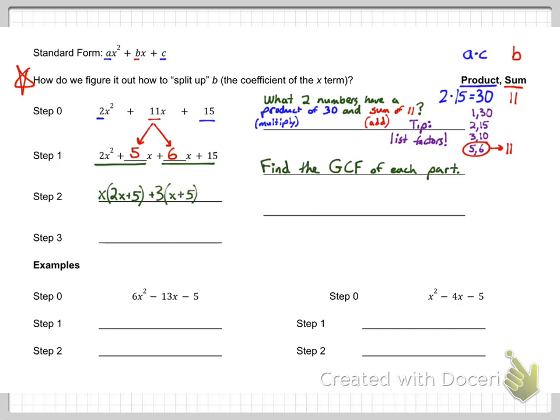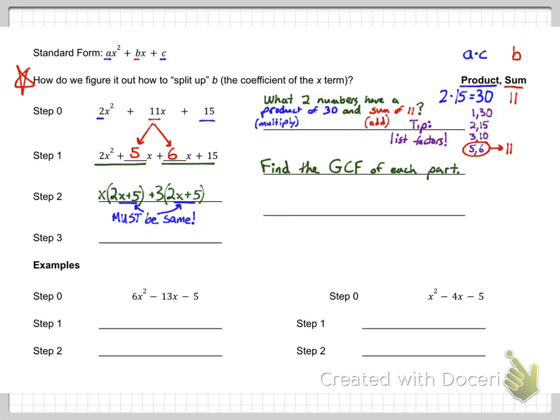Likewise, in the second half, the second two terms, when you take out a 3, you're left with 2x plus 5 as well. And one important thing here is to notice that these two must be the same. They must both be 2x plus 5. If 2x plus 5 is in the left parentheses, 2x plus 5 must be in the right parentheses. So they must be the same.